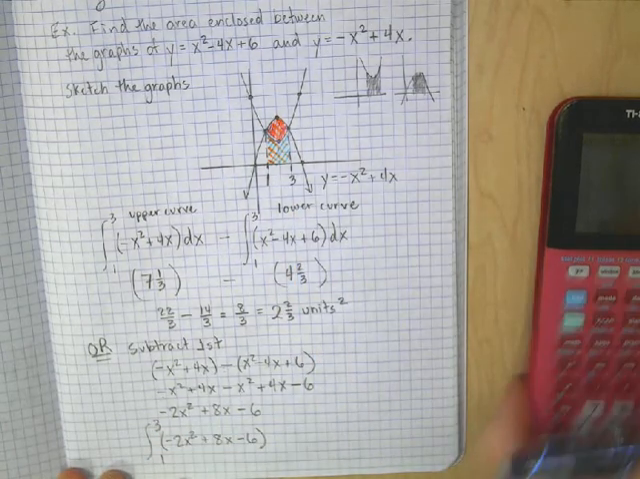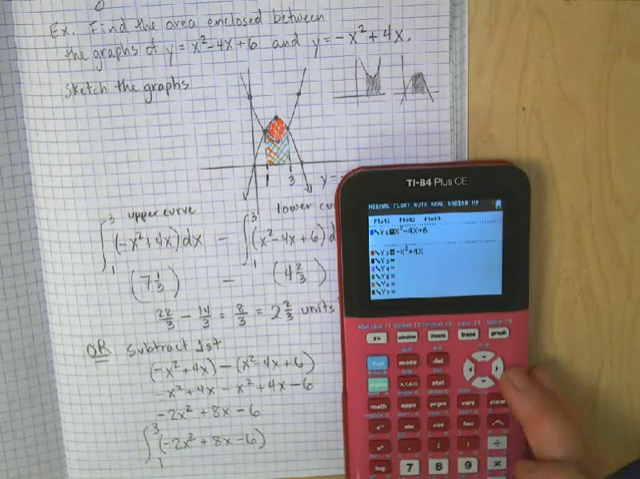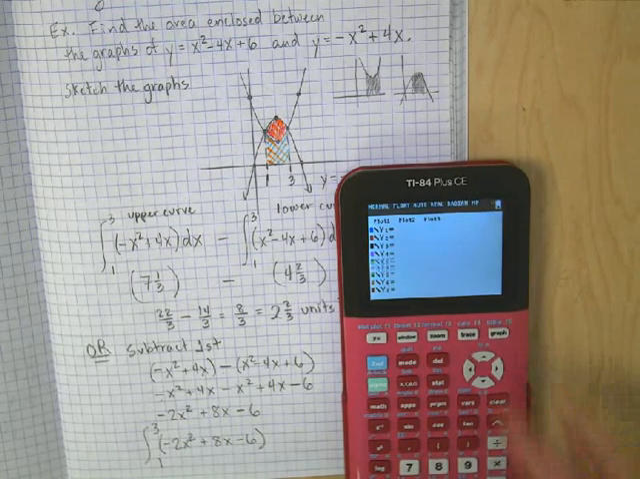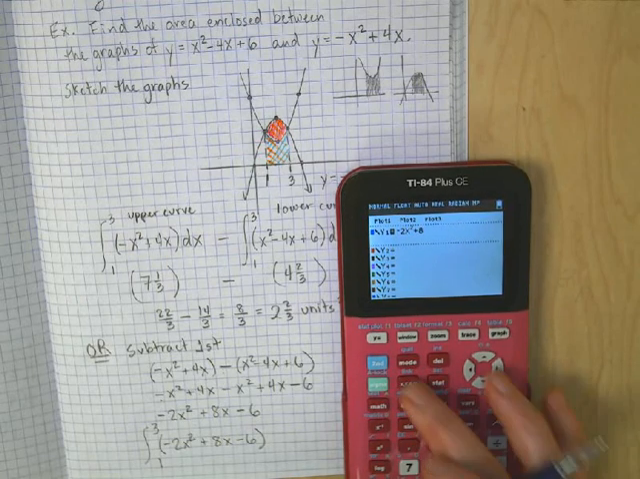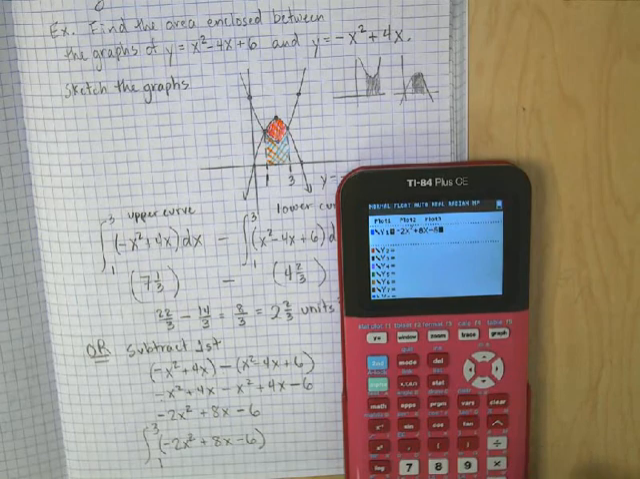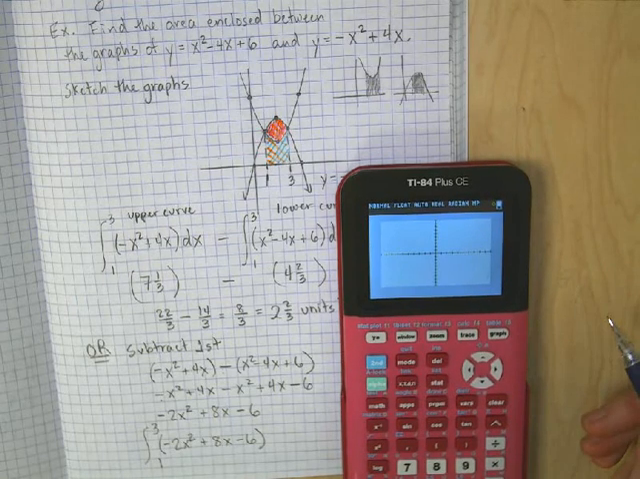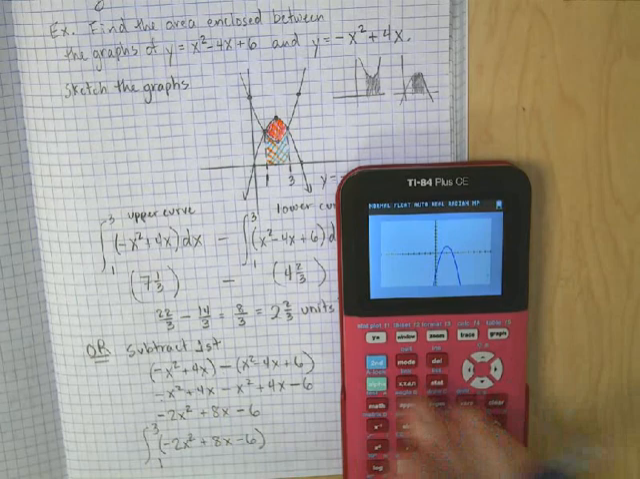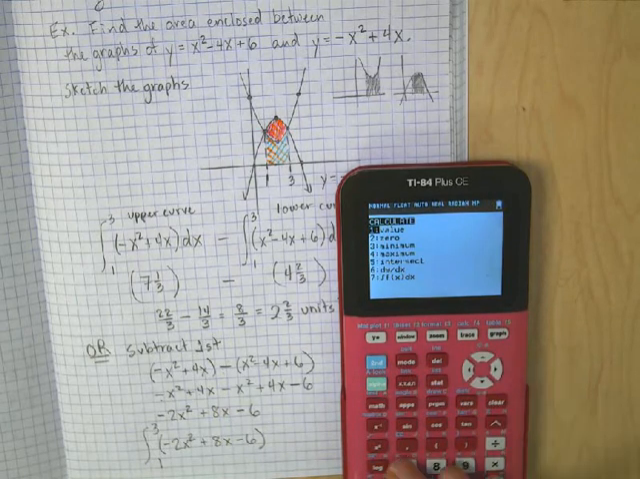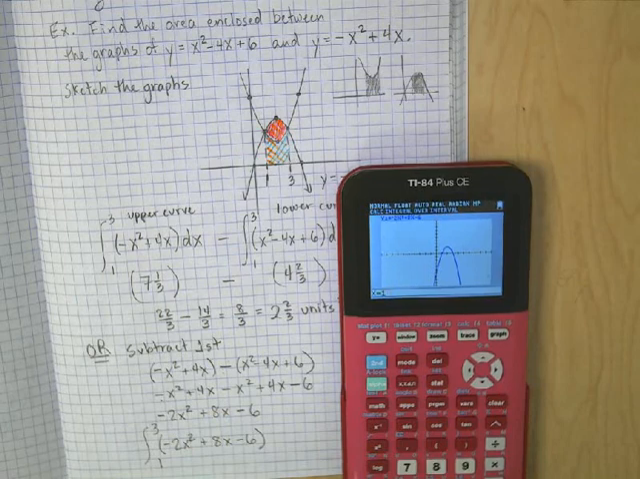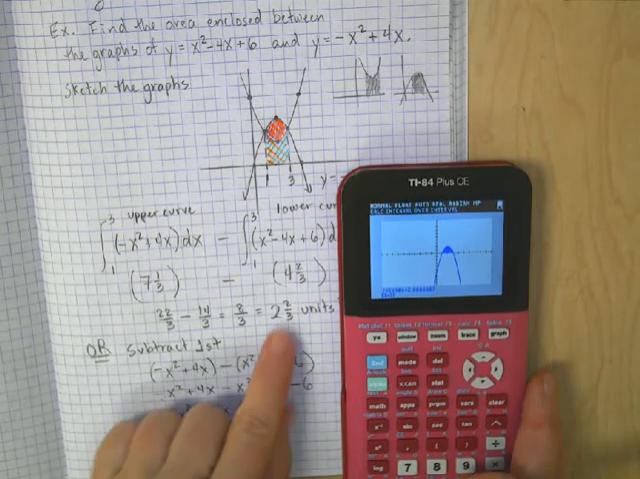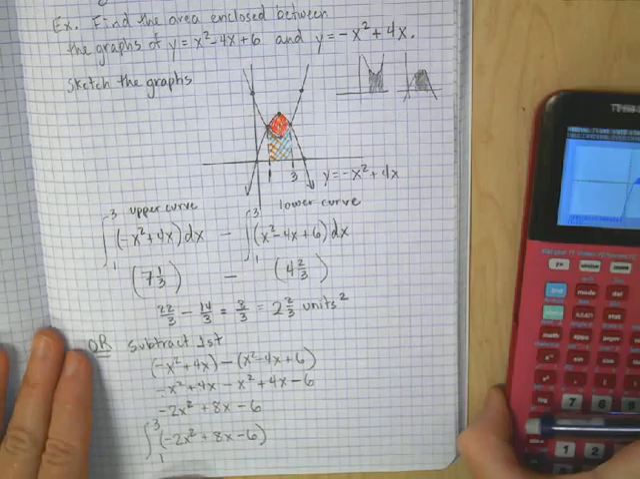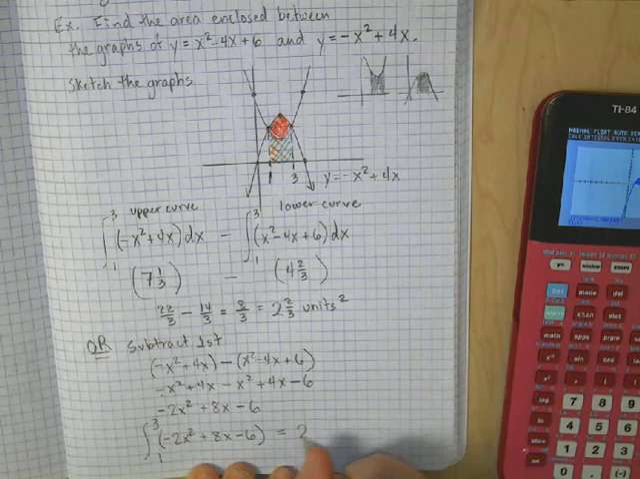And I'm going to put that into my calculator. So clear out the ones that are in there. And I'm going to put in negative 2x squared plus 8x minus 6, and graph it. There it is. Okay, and I'm looking for the area between 1 and 3. So second, calculate. Option 7. My lower limit is 1. My upper limit is 3. And I get 2 2/3. Is that what I got before? Phew! Yes, it is. So that equals 2 2/3.